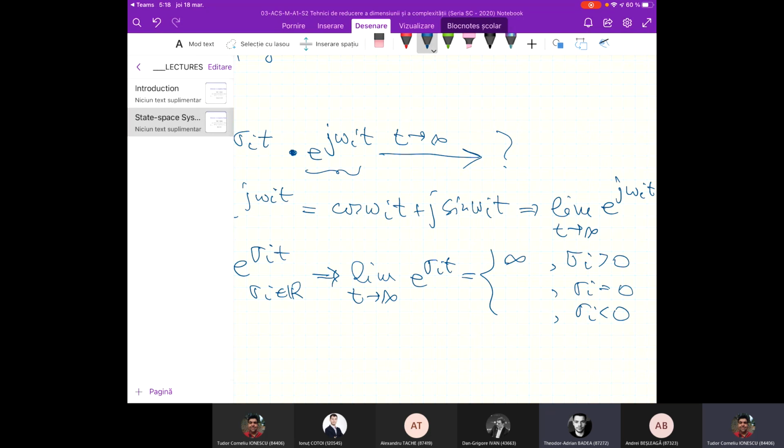Infinity. What is the limit when sigma I is 0? It cannot be determined. No, it's a constant. It's 1. Oh yeah, it's an exponential. And when sigma I is negative, the limit is 0, exactly. And probably this is the case which is relevant for stability. This is important for stability.